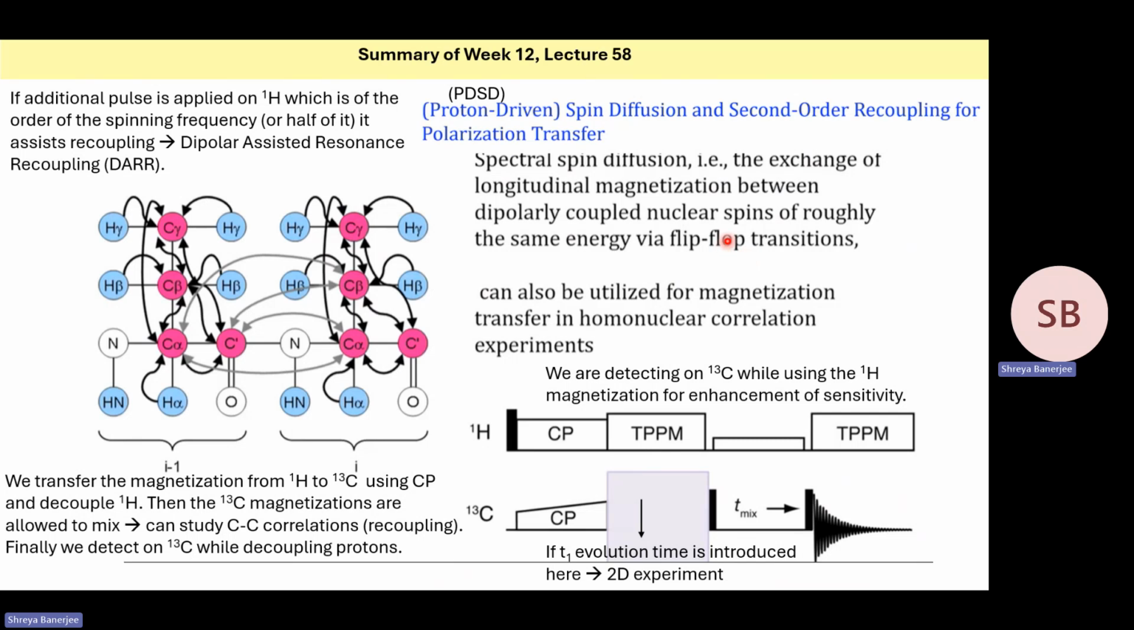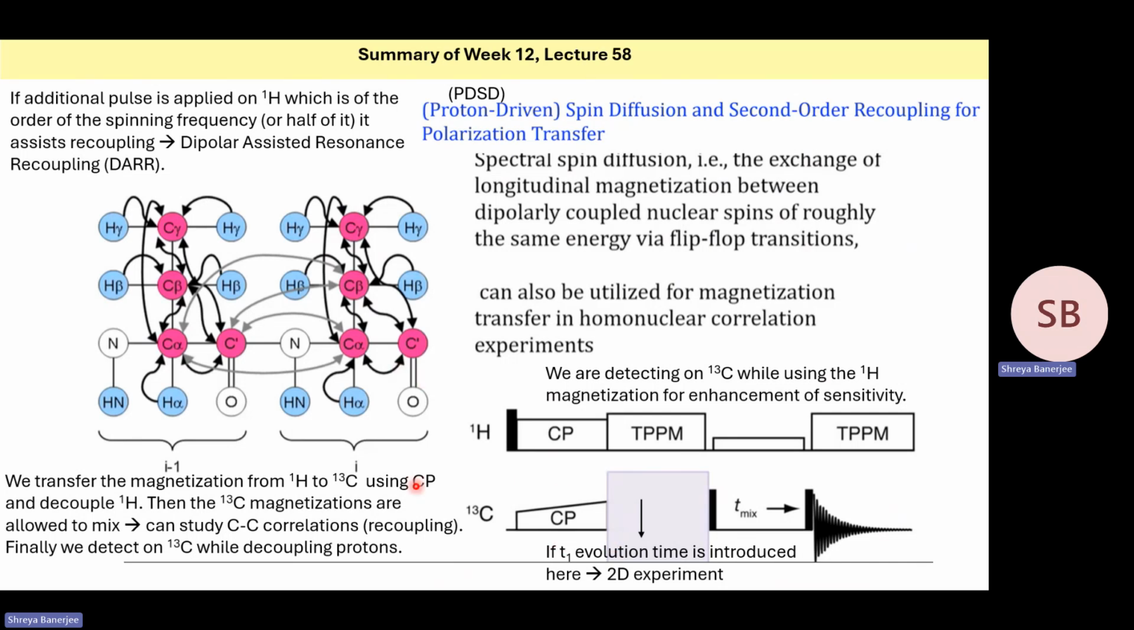You can just remember that the mechanism is called flip-flop transition. And we are detecting on 13C, but because we have used the CP or cross-polarization pulse sequence, we are enhancing the sensitivity of 13C by transferring the magnetization from 1H using the CP pulse sequence.